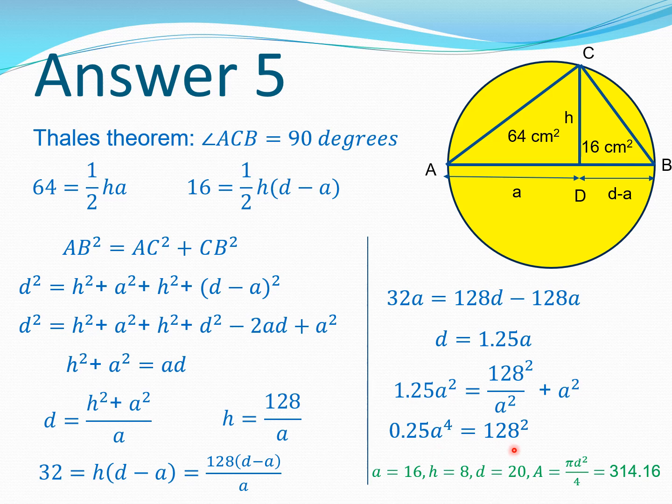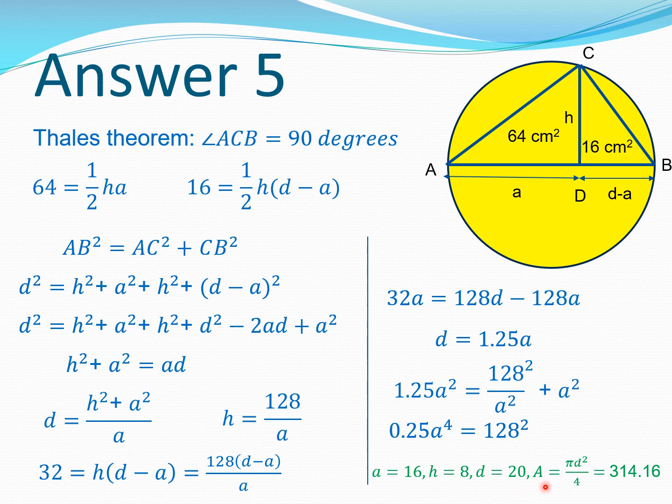Now I can solve this equation very simply using a calculator by taking square roots repeatedly, and I will obtain a equal to 16. You can verify this on your calculator, and once I get a is 16, I can immediately get h is 128 by 16, and that's going to give me 8. And then I can get d is 1.25 into a. So that's 1.25 into 16. That's going to give me 20. So that was the whole aim of this math, that I now got the diameter of this particular circle.